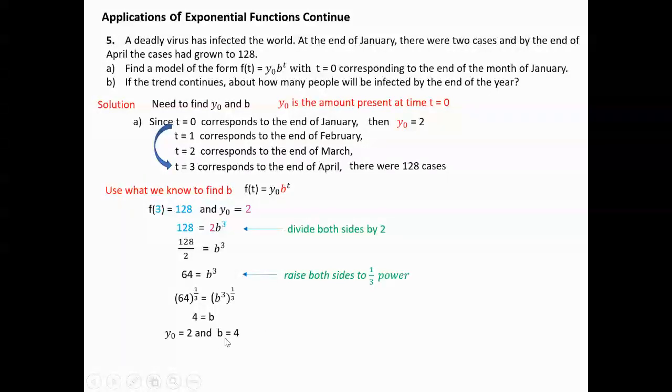So I found my y naught and I found my b. So we plug them into the formula. There, my y naught is 2 and my b is 4.